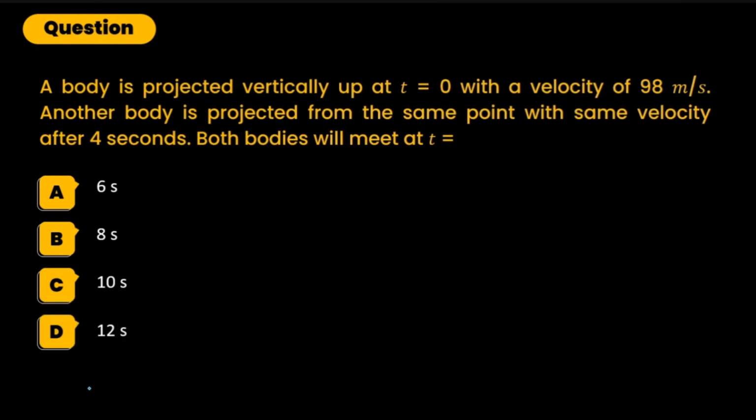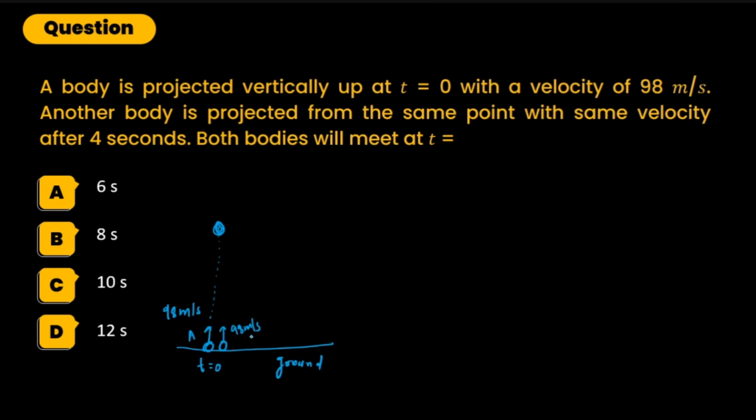Now, in order to solve such questions, we first need to visualize how things are going on. Suppose this is the ground, and from here we projected the first ball or object. The velocity of projection is 98 meters per second. So this is the condition when t equals 0. After 4 seconds, this ball A must be at a certain distance above the surface, and at the same point, another body is projected with the same speed, 98 meters per second.